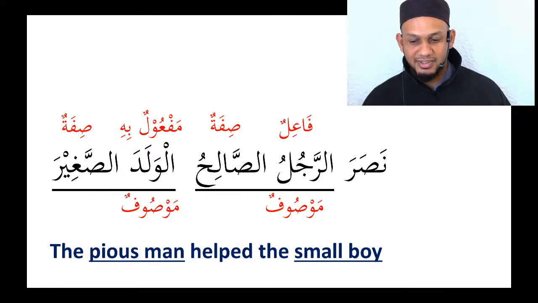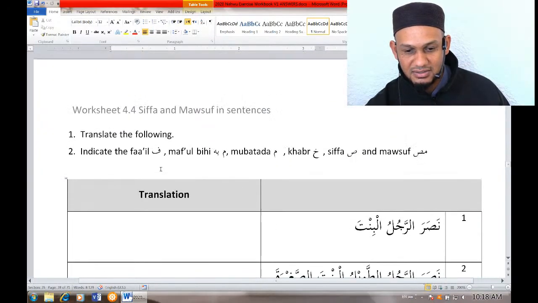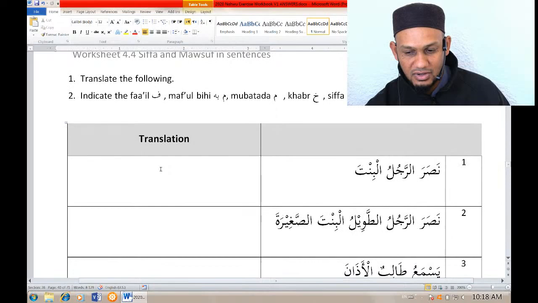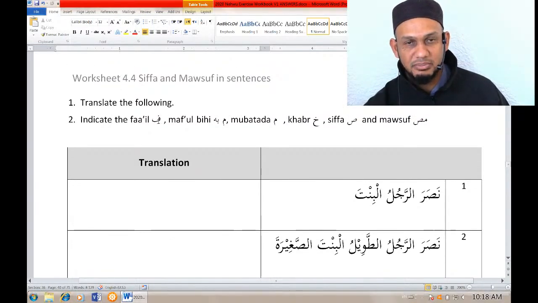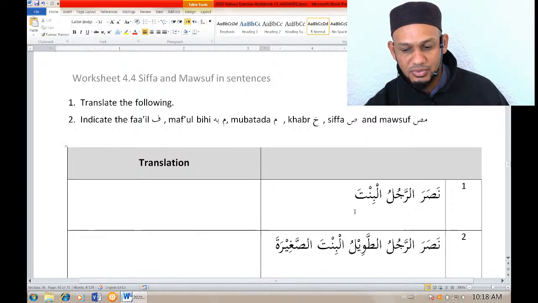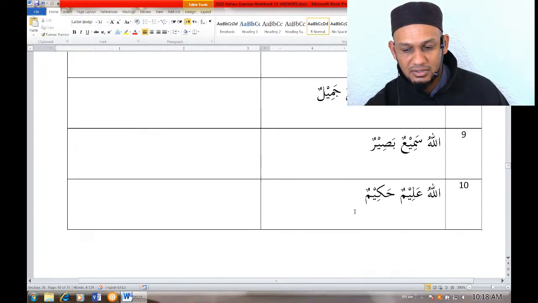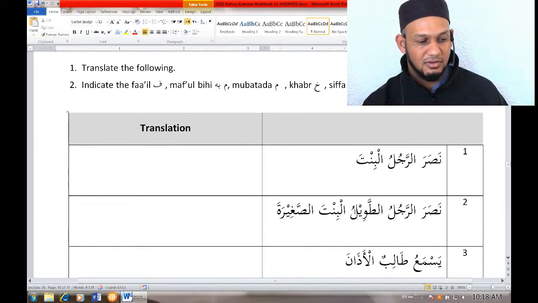So it's an exciting moment for you because now you're doing a sentence with 1, 2, 3, 4, 5 words in it. Your homework is to do the same thing now. Here we have longer sentences in 4.4. It'll take a bit of practice, but your homework is to translate each one of these, and also add the symbols above each word. Where is the fa'il? Where is the maf'ulun bihi? Where is the mubtada? Where is the khabar? Where is the sifa? Where is the mawsuf? Take these few examples and add the symbols above them. Okay, so that's your homework.